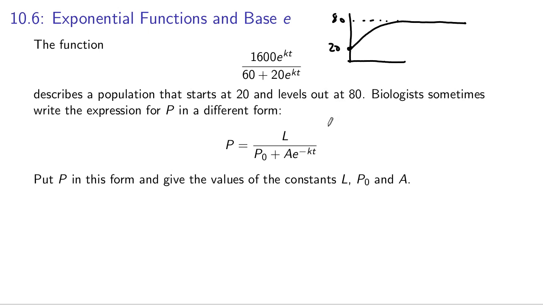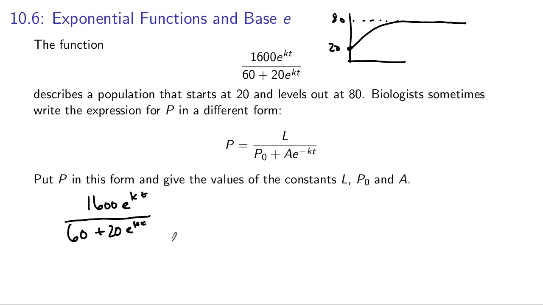Biologists sometimes write the expression for P in a different form, L over P naught plus A e to the minus kt. Put P into this form and give the values of these constants, L, P naught, and A. Okay, so we need to multiply the original fraction by another fraction that's going to get us into this form. It may not be obvious how to do that at first. We need a negative kt, so let's think about that.